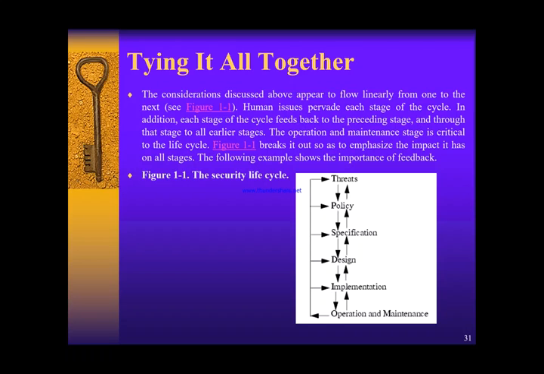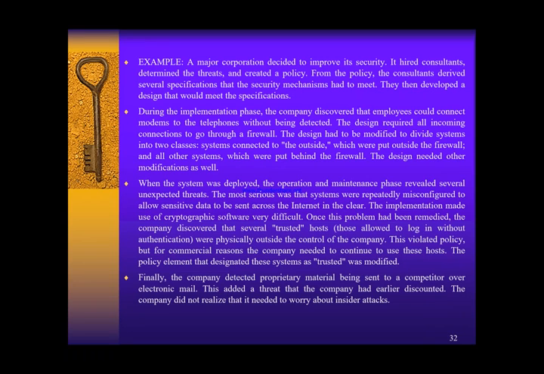Threat: first you have to identify the threat. Based on the threat, you have to identify the policy. Then you have to write the policy based on the specification. Based on the specification, you have to design. Then you have to implement that particular policy or specification, whatever it is. Then operation and maintenance. That's all. If these six methods, six levels, are proper, everything should be proper in the security life cycle. So that's what it is giving here as an example.